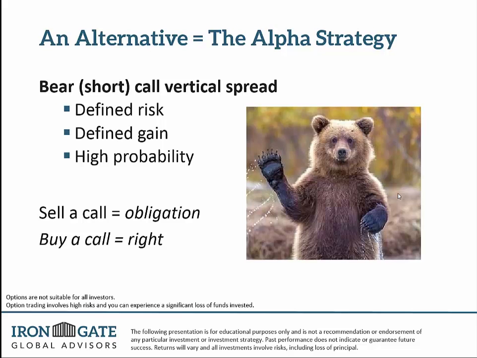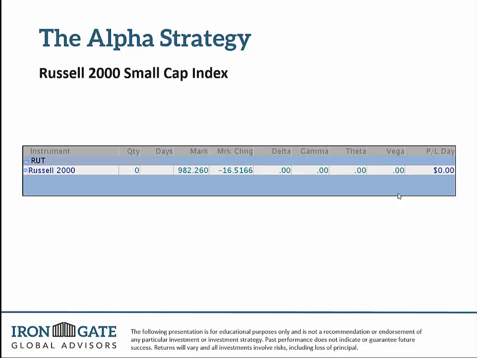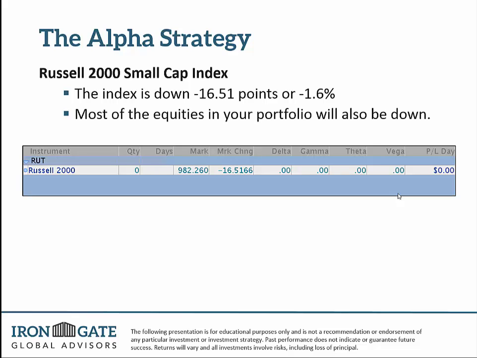So let's break this down even more, and live examples are best. I'm going to look at the Russell 2000, the Russell 2000 small cap index. This index is down on this particular day 16.5 points or 1.6%. So it's a day that would get your attention. And the Russell 2000 is highly correlated to the S&P 500, to the U.S. market as a whole, and so most of the equities in your portfolio this particular day will also be down, right? Down 1.5% ish. Okay, so that's what happened on this particular day.